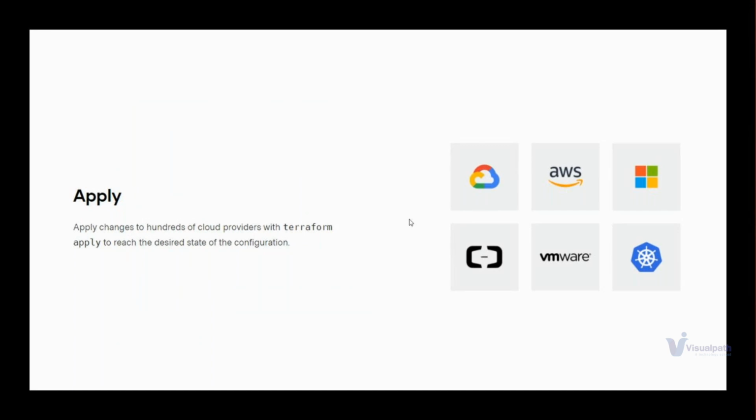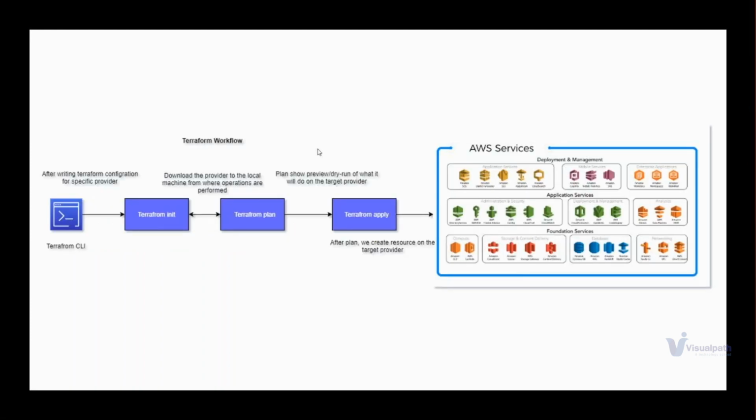Once you execute Terraform apply, it will go to the target provider like AWS, Google Cloud, Microsoft, VMware, or Kubernetes, whatever it is. It will authenticate, and then it will create the resource for you, whatever you have specified. The workflow looks like this: you write the Terraform configuration files for a specific provider, run the Terraform init command, and it downloads the plugin on your local system. Then you run Terraform plan, which shows you a preview. Technically, we call it a dry run.